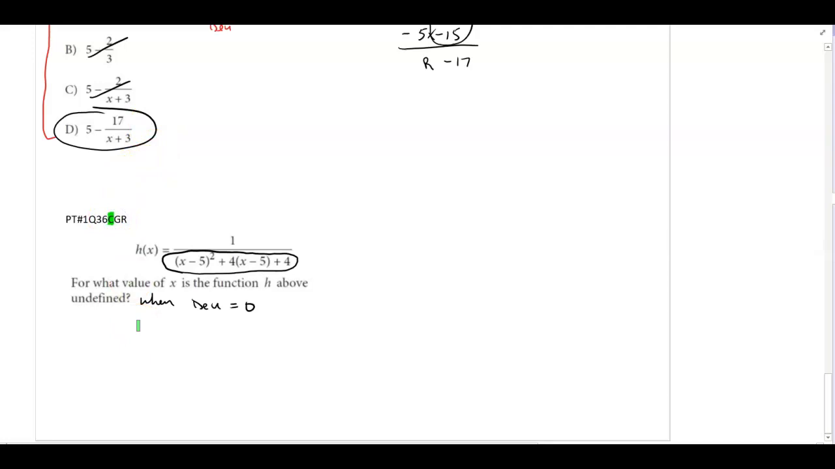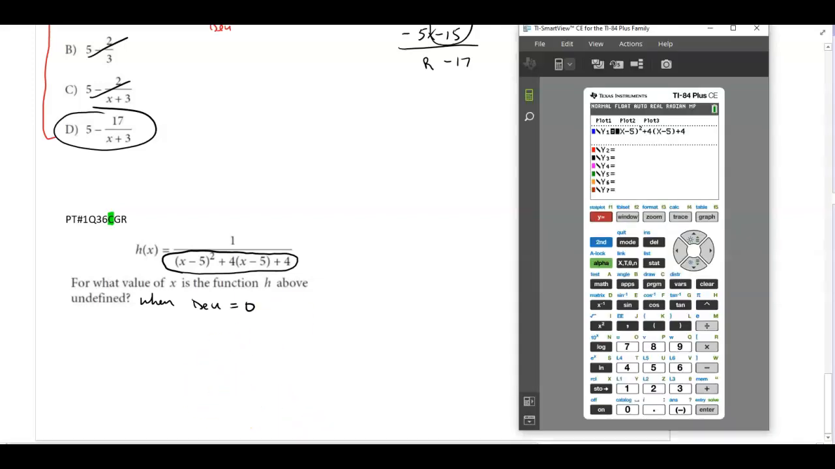Now, what you have to understand is this problem is calculator-based. So the quickest way to find the value of the variable that makes that denominator equal 0, because that is not a fun equation to solve, I'll tell you that right now, is to use your handy-dandy calculator. I can look at that and know that it's going to be a quadratic. And if it's going to be a quadratic, I'm just going to plug that into y equals: x minus 5 all squared plus 4 times x minus 5 plus 4, all in the calculator. I'm only putting the denominator in the calculator because that is basically what I need to equal 0.